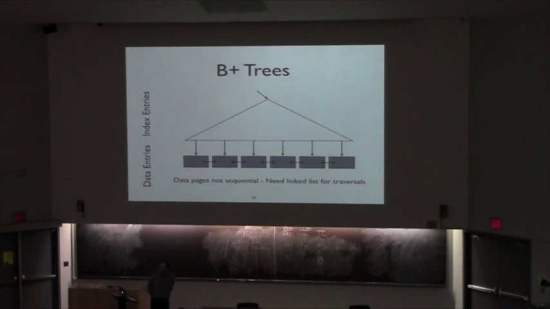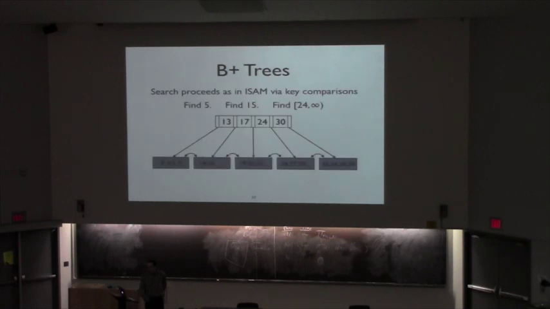On top of that, we have a set of index entries, and those index entries look almost identical to the ISAM index. So if we want to find, let's say, 5, we do the same thing as before. We read the index page in, and we use binary search on the index itself to find the next largest entry, in this case 13. So 5 is less than 13, and we follow that pointer to find the data page that it's recorded on.